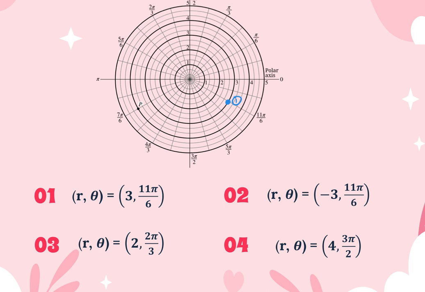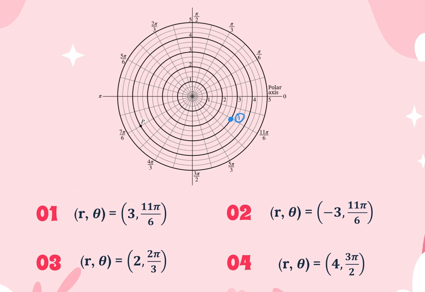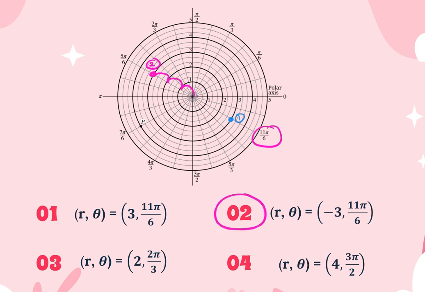Two, negative 3, 11 pi over 6. So same angle, but what happens? Go the other direction. So I'm over here. That's 2. Because I'm going 11 pi over 6, which would be here, but instead of counting towards it, I go the opposite direction. Not 2, 3, negative 3. That's number 2, as in example 2.